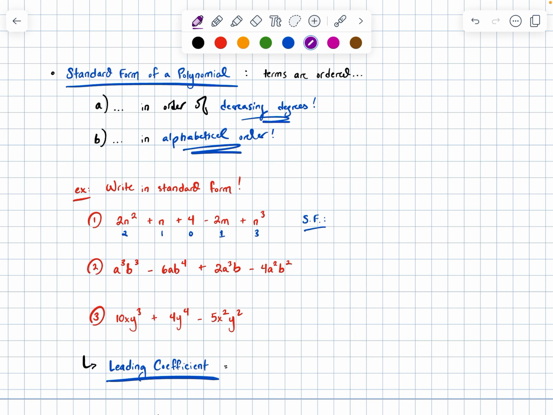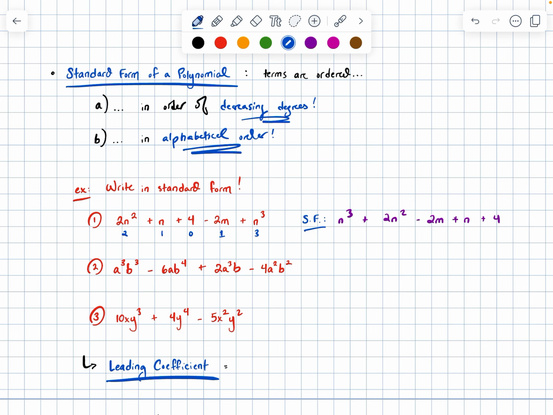So n cubed is my biggest degree. That guy's going to go first, followed by the next biggest I see is a 2. So I'd put 2n squared next. Then between n and negative 2m, here's my tiebreaker. M comes before n in the alphabet, so negative 2m would come before positive n, and then we'll bring up the rear with our positive 4.